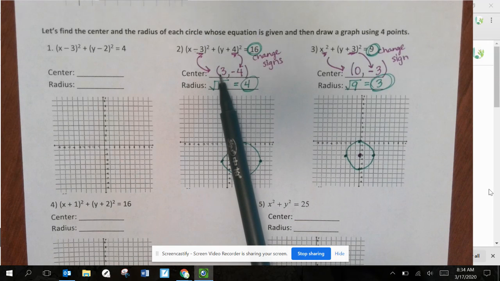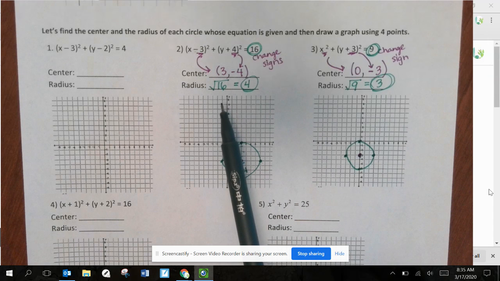Now you're going to, on the next couple slides, do just a couple questions that talk about finding the center when you've been given the equation, finding the radius when you've been given the equation. So go ahead and try some of those problems.